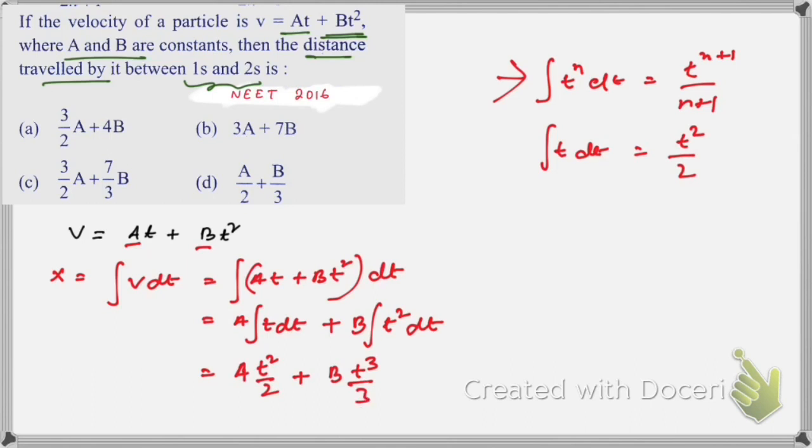This is the displacement, right? So we need to find the displacement between 1 second and 2 seconds. I have already shown you how to use the limits, upper and lower limits. So 1 second to 2 seconds. We need to find the distance traveled between 1 second and 2 seconds. So what we should do, as I have already told you, what we have got, x is equal to this, right? Let me copy these things.